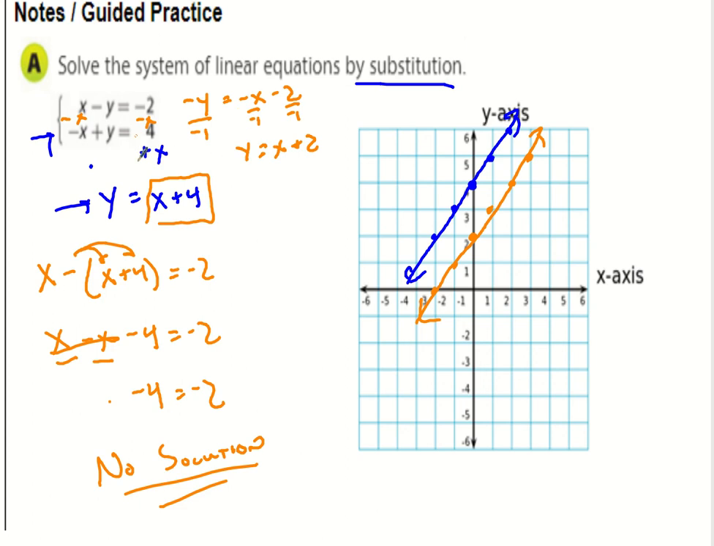So if you ever have two lines and two equations in slope-intercept form, so if I had y equals x plus 2, y equals x plus 4, I can tell right away that this is no solution because they have the same slope. If they have the same slope, that means it's either going to be infinite or no solution. If they have different y-intercepts, it's automatically no solution. If they have the same y-intercept, that means they're the same line, which means it'd be infinitely many solutions.